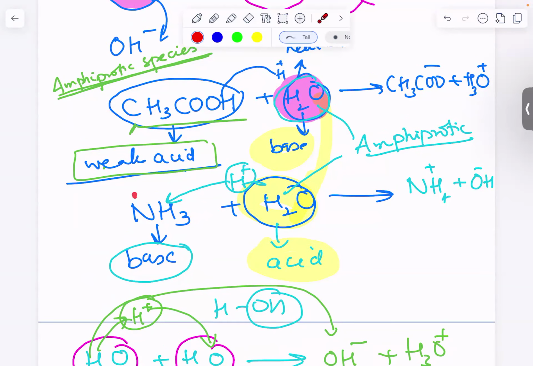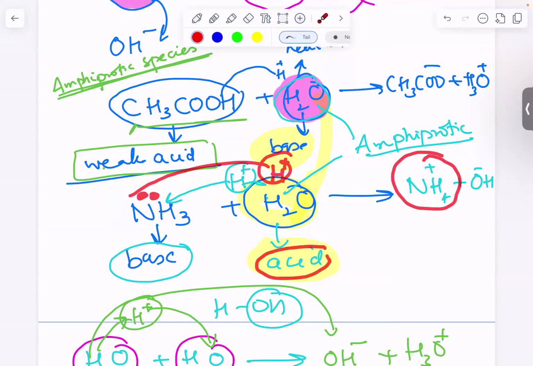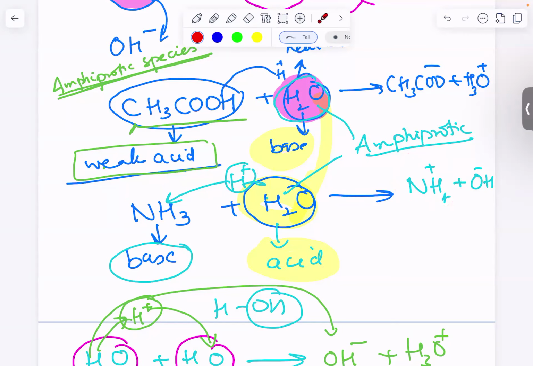I said that ammonia is a base because it has a lone pair. So have a look here. Ammonia will give the lone pair to water, which is acting as an acid. It is going to give a hydrogen ion. Ammonia is going to accept this hydrogen ion by giving the lone pair, and ammonia will change into NH4 positive. And it is an acid.